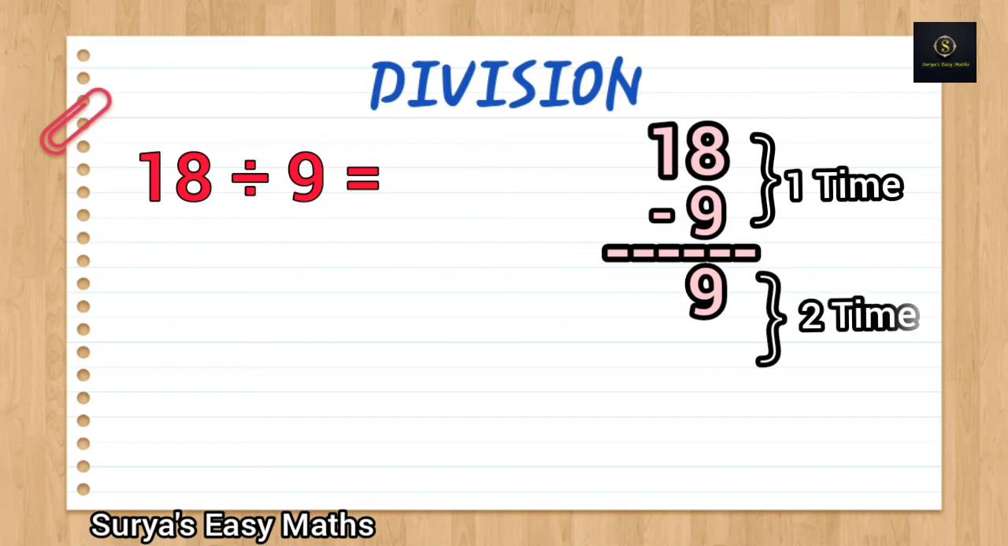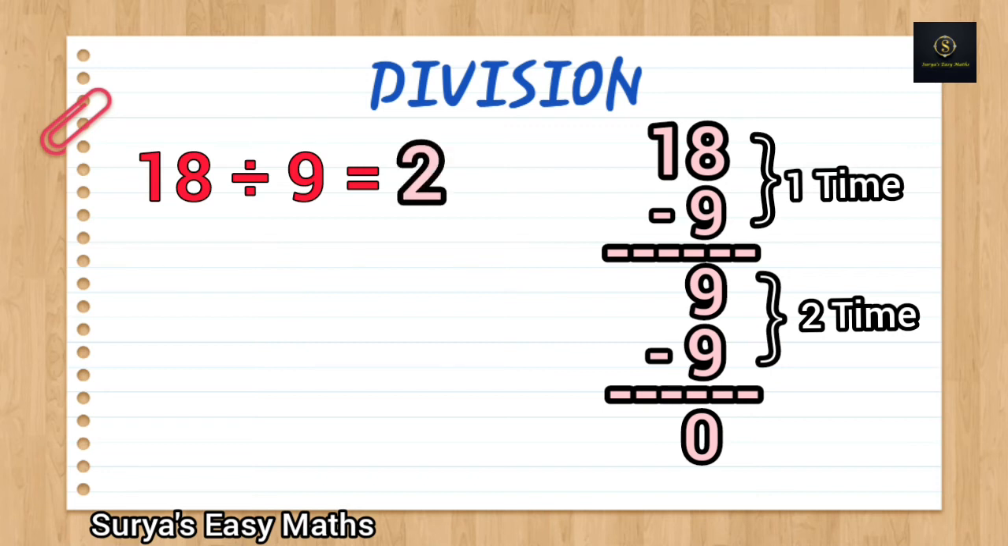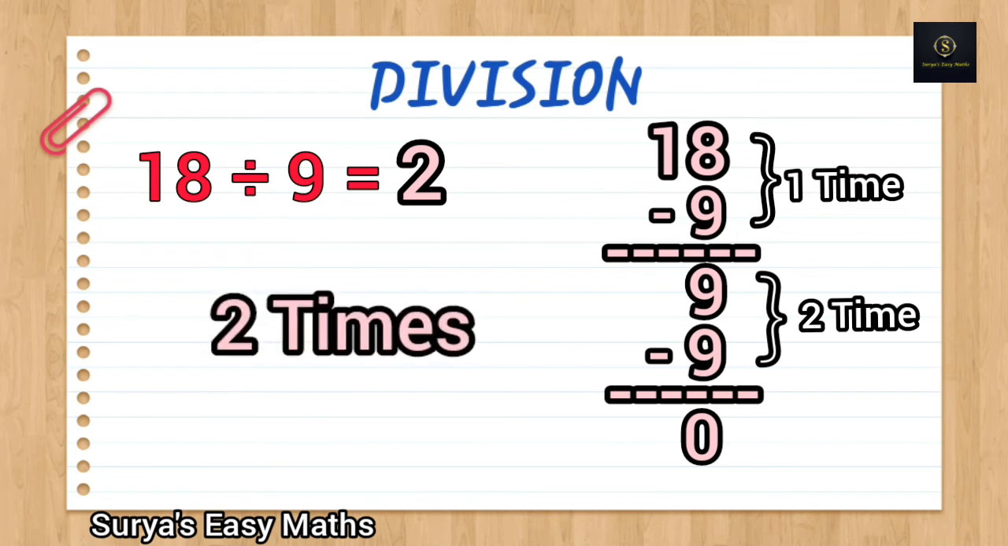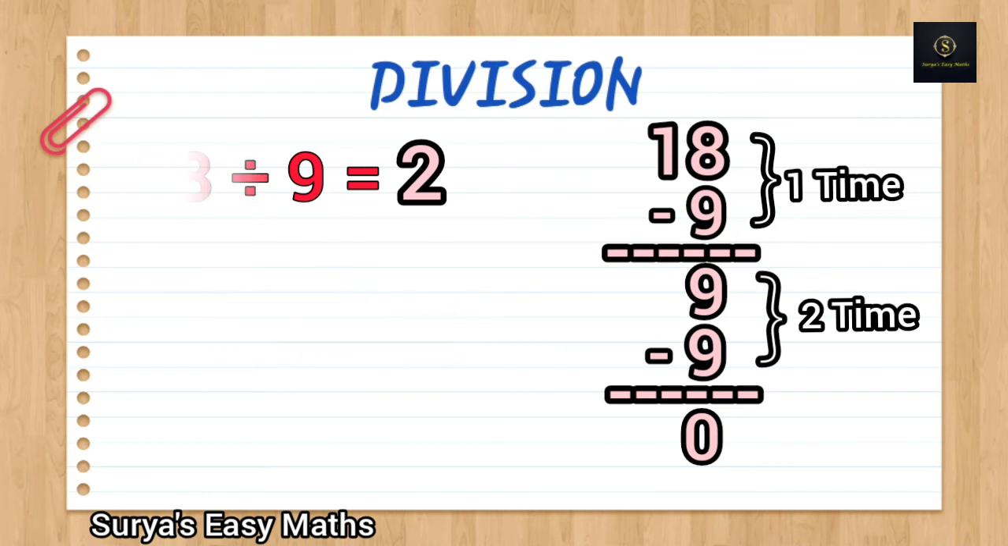Now for the second time we will do subtraction of 9 from 9. So 9 minus 9 is equal to 0. Therefore 18 divided by 9 is equal to 2, because 2 times we subtracted 9 from 18 to get the 0.